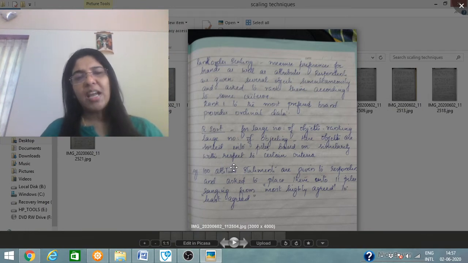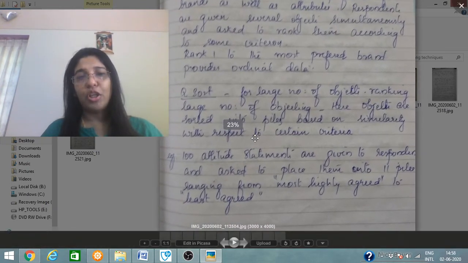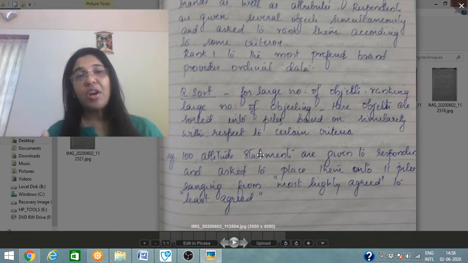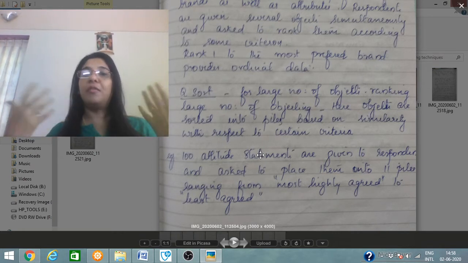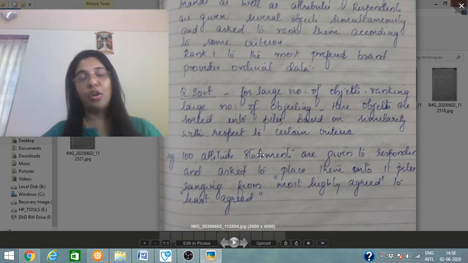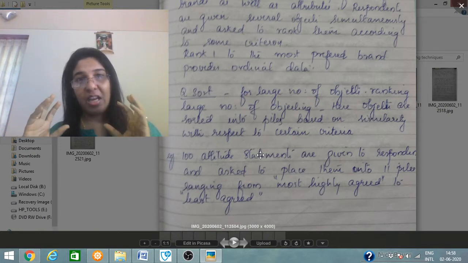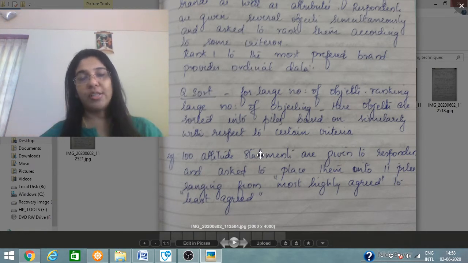So what we do is use another type of method which is called a Q sort. When you have a large number of objects for paired comparison, you do a rank order and then pair it. But even if the number is very high, what you do is a Q sort ranking or Q sort scaling technique. It is used for ranking a large number of objects, when the number of objects, variables, factors, etc. is very large.